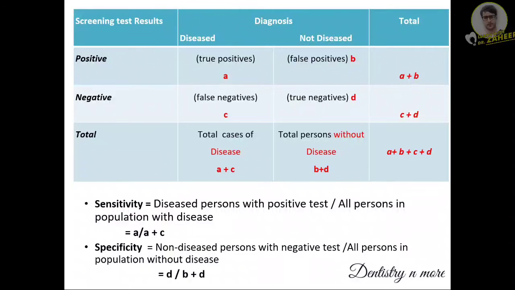So never learn this as A by B, C by D, A plus B, C plus D, because it is very confusing. So you need to be very thorough with this concept. What is true positive, what is false positive, what is false negative and true negative.